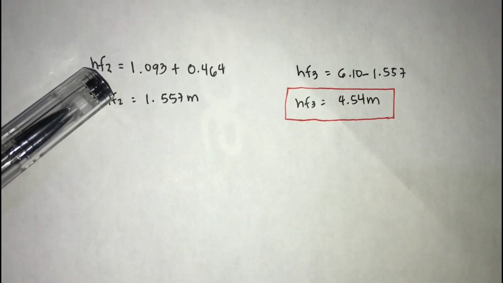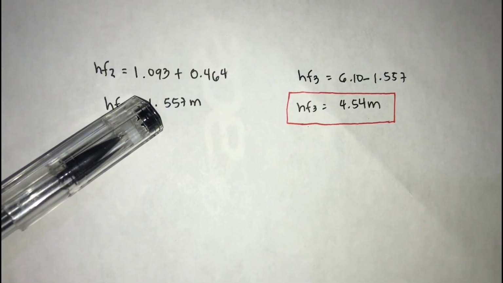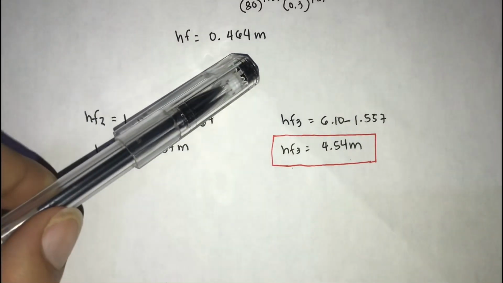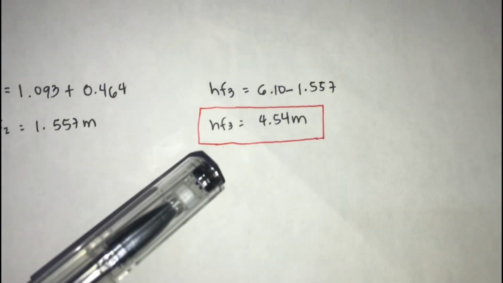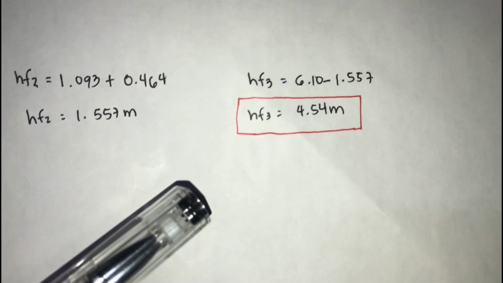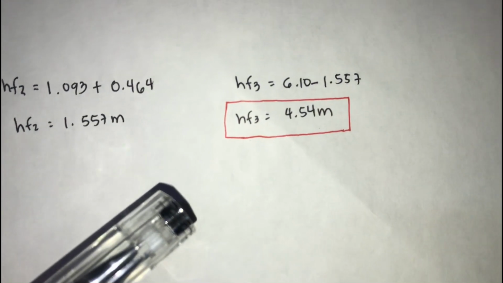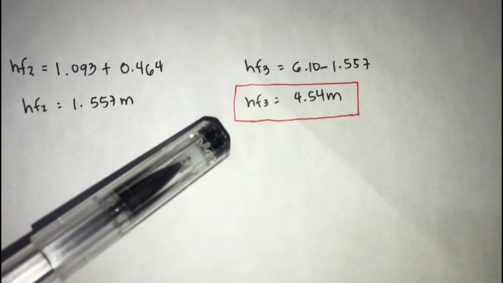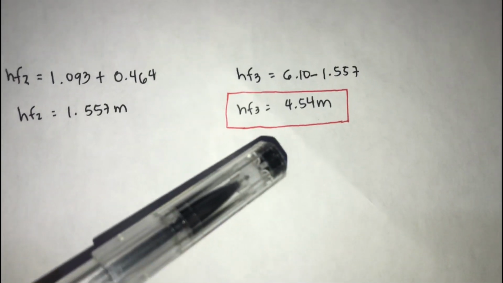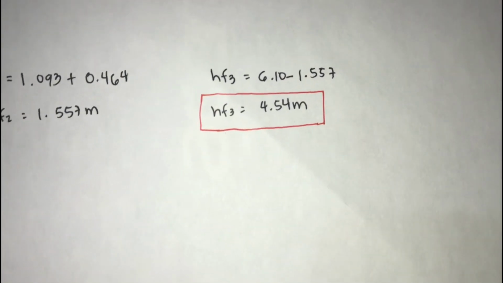So to get HF2, we will just simply add 1.093 plus 0.464. So HF2 is equal to 1.557 meters. So to get HF3, we will just simply subtract 1.557 from 6.10. So HF3 is equal to 4.54 meters.